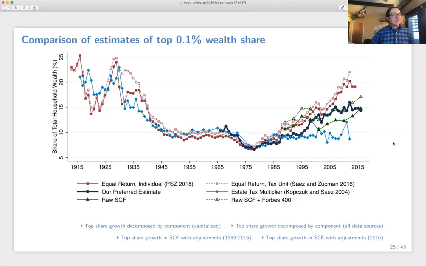So here I've taken the series from the beginning of the presentation and added our preferred estimate. You can see that it lines up pretty well with the capitalization under equal returns approach in the mid to late 1970s, but doesn't show the really rapid rise in recent years. Our levels and trends look similar to the SCF, maybe a bit below the SCF plus Forbes series in recent years. We try to provide some reconciliation of that in the paper, and there are a few potential explanations, which I could talk about later on if folks are interested. Okay.